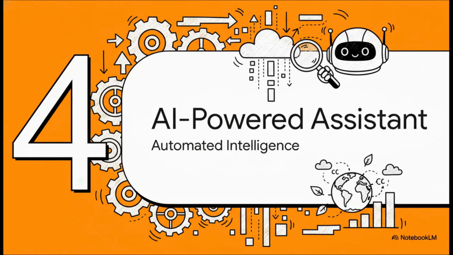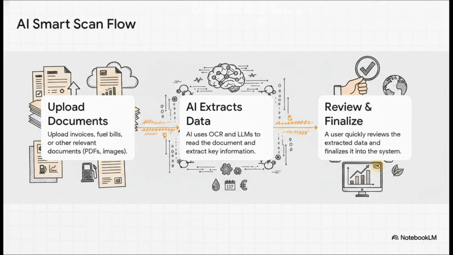Okay, so everything we've talked about so far is about organizing data that you've already collected. But what if you could automate the collection itself? This is where an AI-powered assistant just completely changes the game. Instead of an army of people doing manual data entry, just picture this. You just upload a bunch of documents, PDFs, invoices, whatever you've got. The AI reads them, understands them, and automatically pulls out the key data you need, like fuel quantity or cost. Then a human just gives it a quick review and hits finalize.